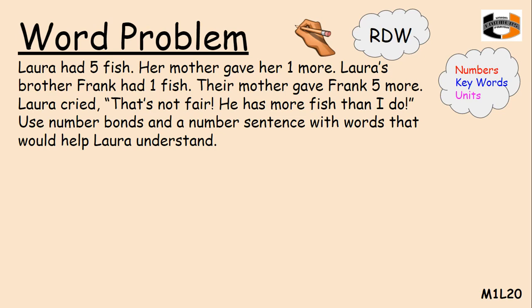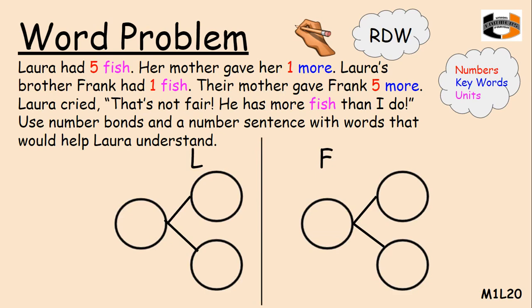Okay, we've got to settle a little fight here. Here are our numbers. We've highlighted them in red. We have our keywords more in blue, and then we have highlighted our units, which is fish. Okay, so when we're comparing two people, we need to draw a line to divide our boards into two sides or our piece of paper. I've put an L to stand for Laura and an F to stand for Frank. And we're going to compare to see, is it fair, the amounts of fish they each have.